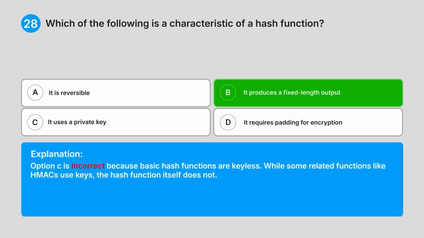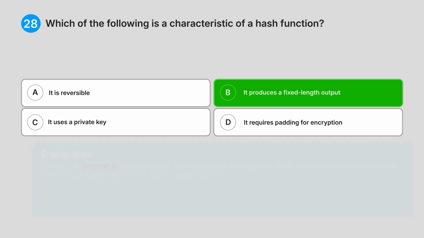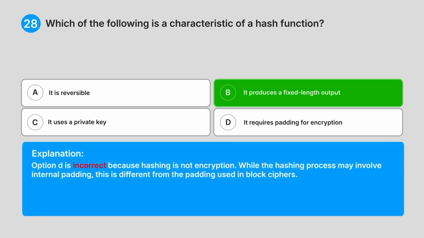Option C is incorrect because basic hash functions are keyless. While some related functions like HMAC use keys, the hash function itself does not. Option D is incorrect because hashing is not encryption. While the hashing process may involve internal padding, this is different from the padding used in block ciphers.